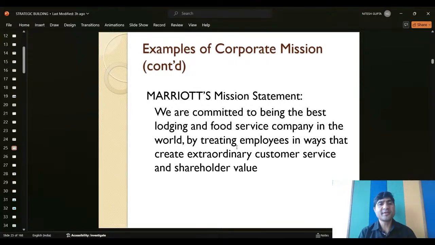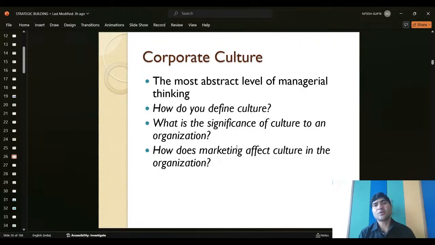Now, let me quote another example. It is Marriott's mission statement. They say, we are committed to being the best lodging and food service company in the world by treating employees in ways that create extraordinary customer service and shareholder stakes.